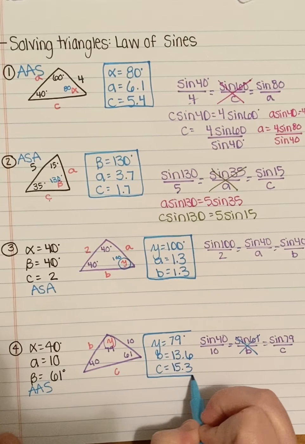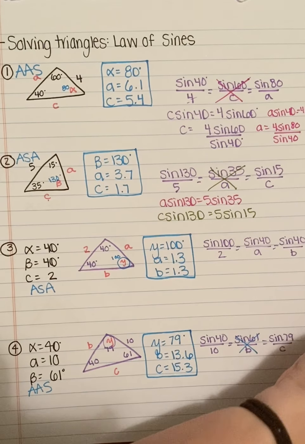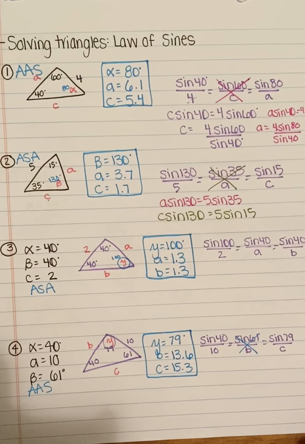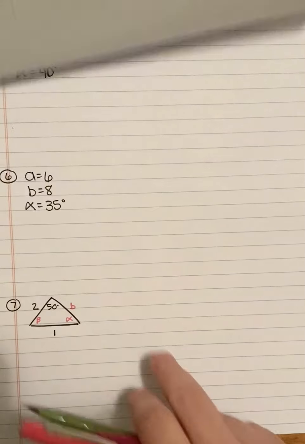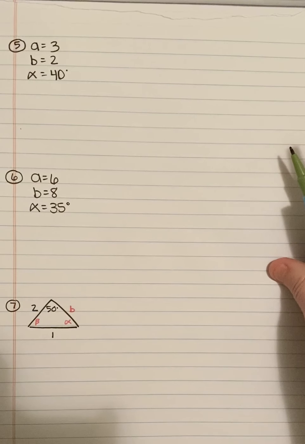All right, so there's the first 4 problems in our notes using those first 2 cases, angle, angle, side, and angle, side, angle. Now, let's look at our last 3 problems where we're using that ambiguous case. We call this the donkey case. I'm going to flip over here. And here's my next 3 problems, 5, 6, and 7.